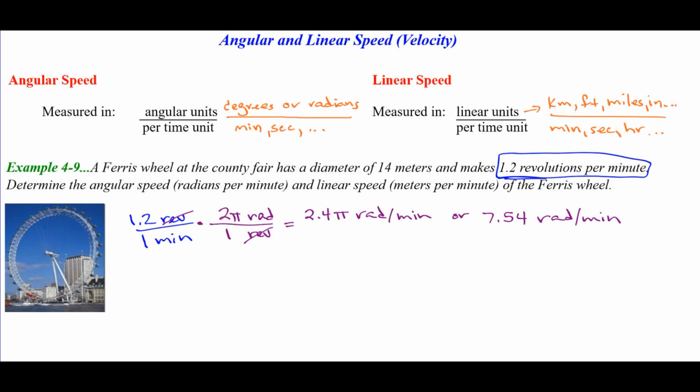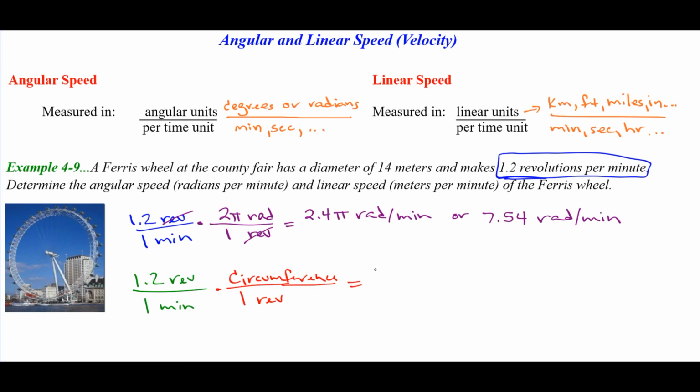So then getting into linear speed, we want meters per minute. So again, I'm going to start the same way. 1.2 revolutions in 1 minute. Again, I want to get to meters per minute, so my denominator is perfectly fine, but I need to multiply to get rid of the revolutions. So again, 1 revolution is 1 time around a circle, which is equal to a circle's circumference. So 1 revolution is the circumference of a circle. So it's important to remember that.